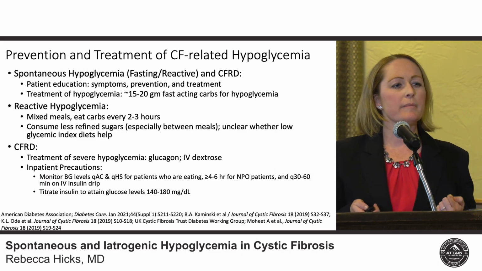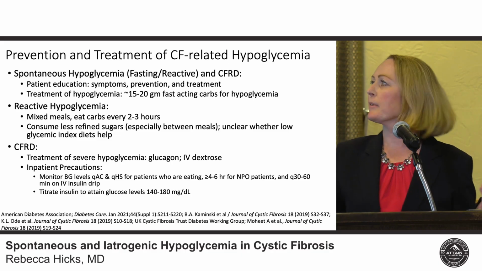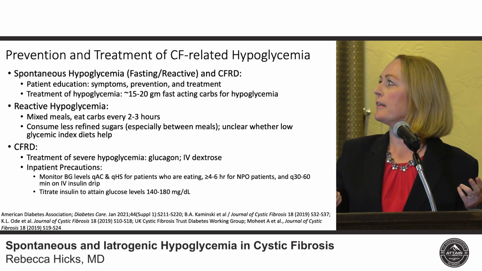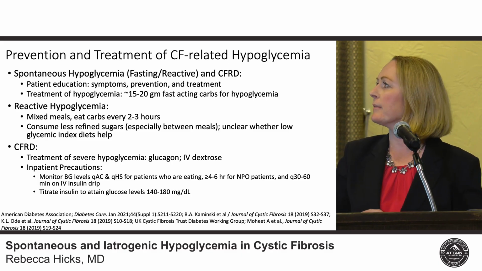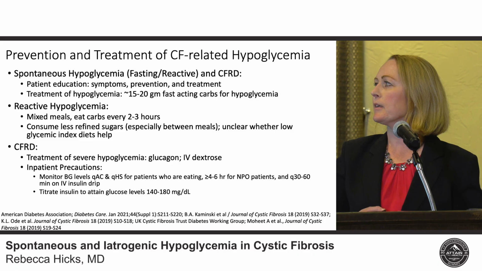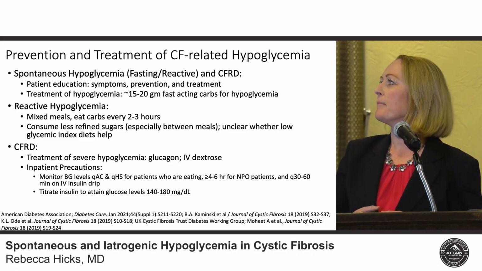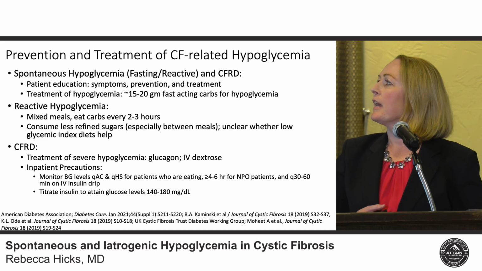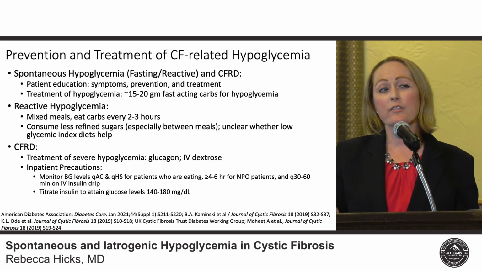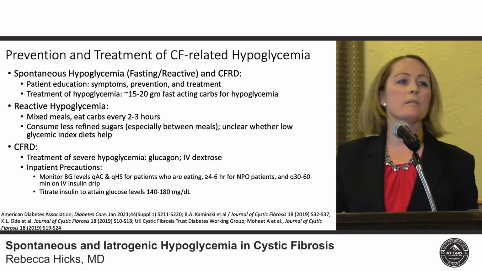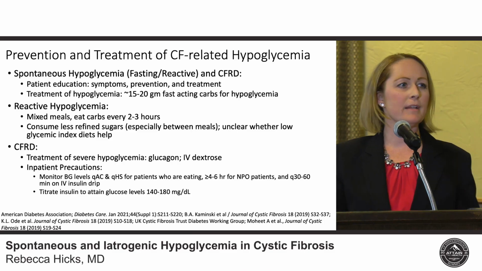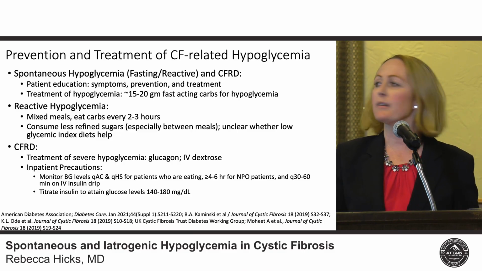So, prevention and treatment. For any patients having hypoglycemia, education is really important on symptoms, prevention, and treating it. 15 to 20 grams of fast-acting carbs is what we usually tell them. And for reactive hypoglycemia, we educate the patients to have mixed meals, eat carbs every 2 to 3 hours, and consume less refined sugars, especially sugar-sweetened beverages, but it's unclear whether low glycemic index diets help. With CFRD, it's the same as other patients with diabetes.